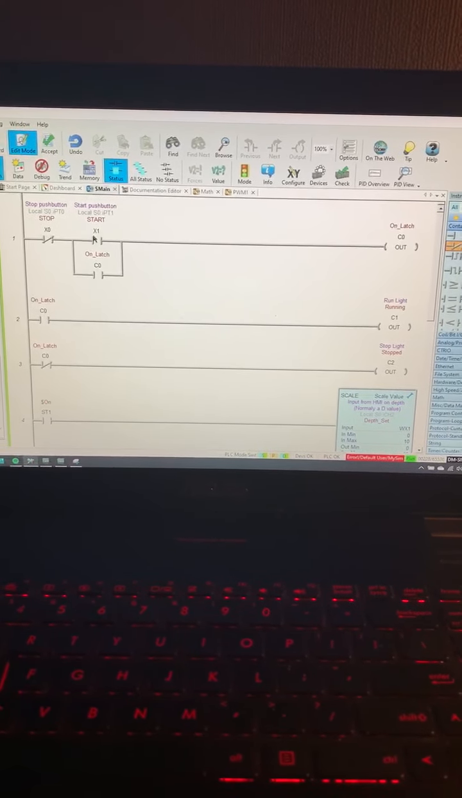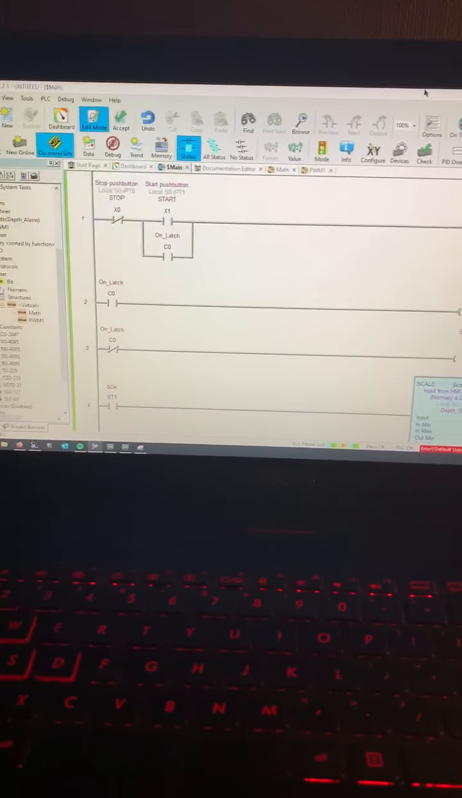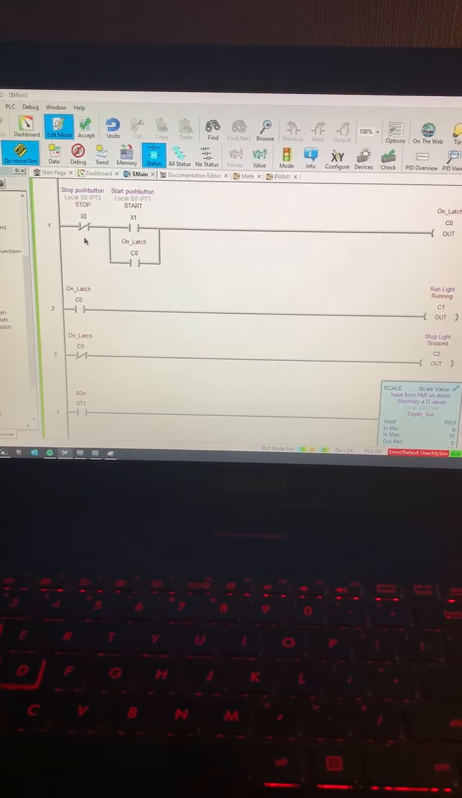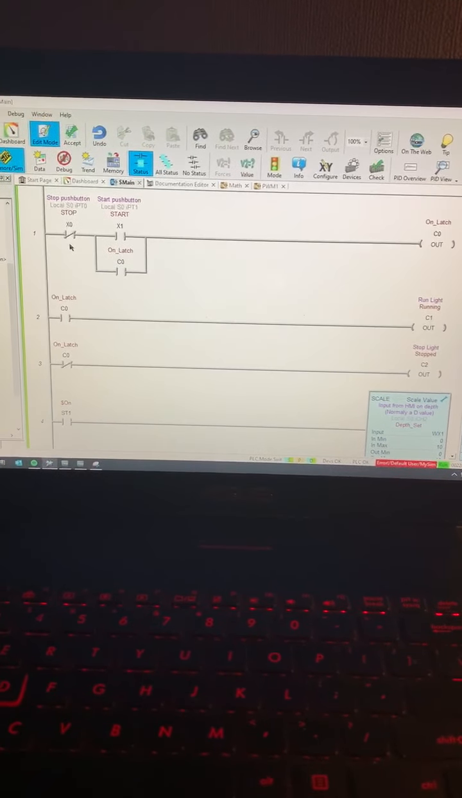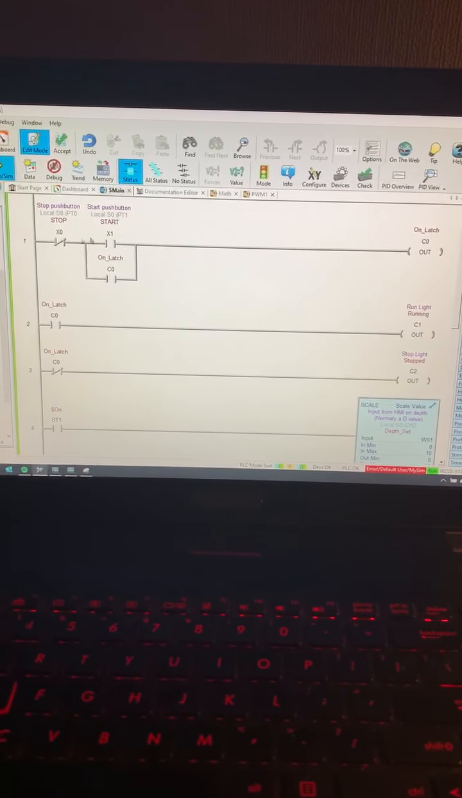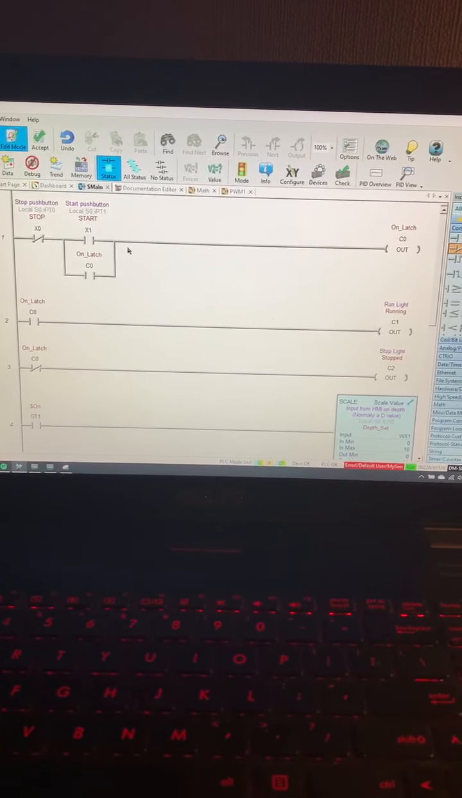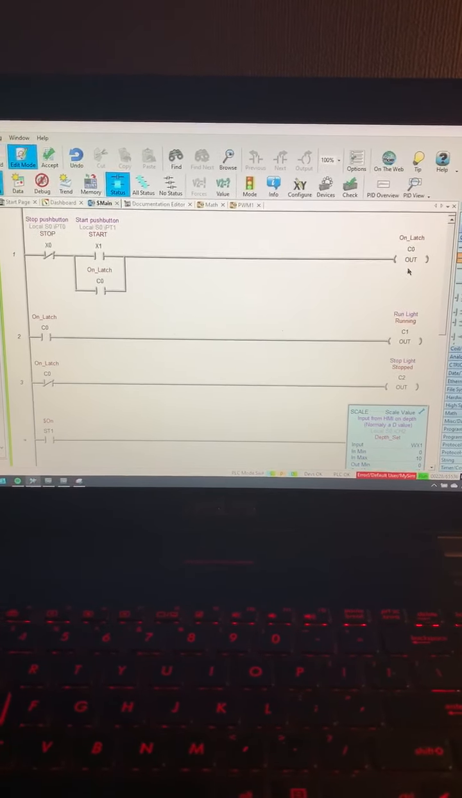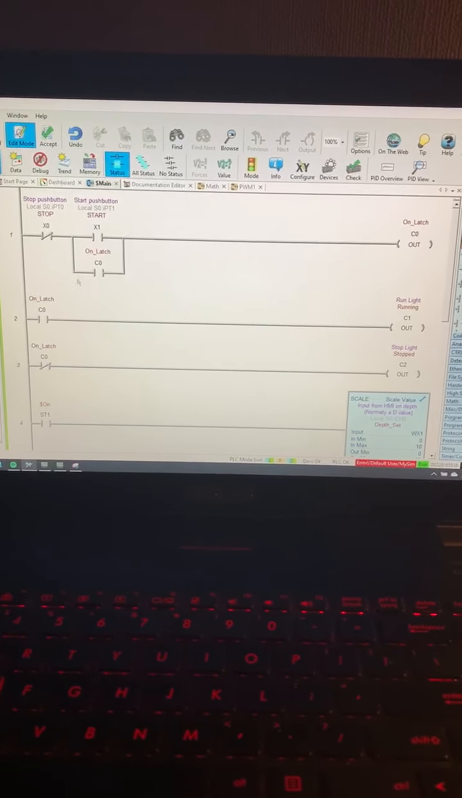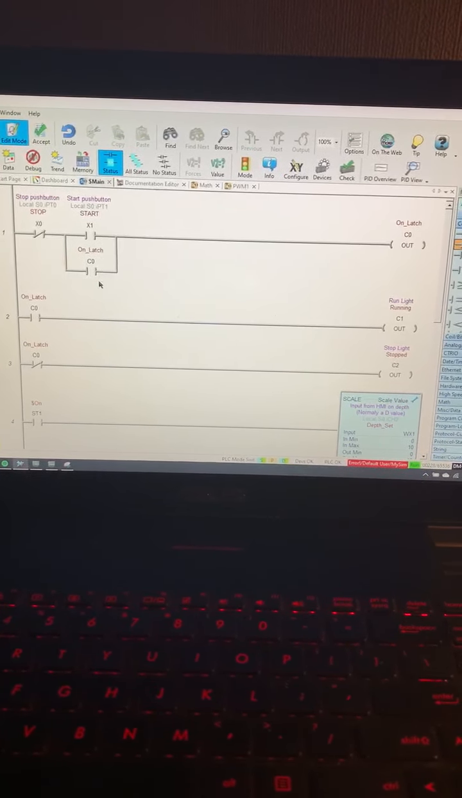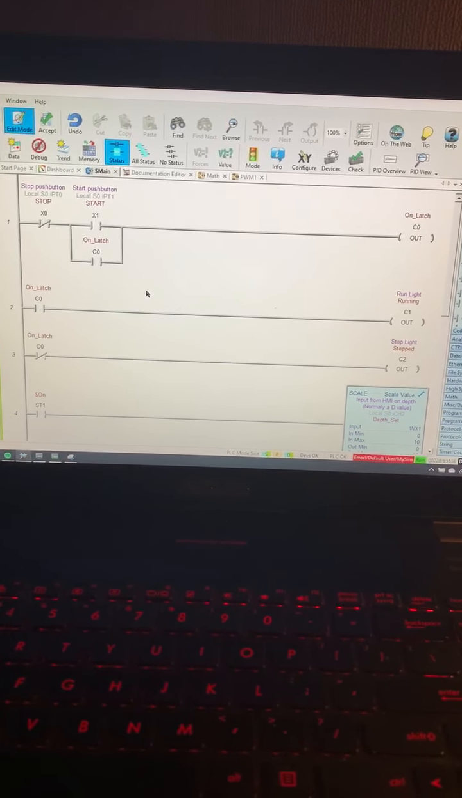So X1 is our start button. It's an external push button. And then we have another external push button that's a stop button. Both of these are on a latching circuit similar to an MCR circuit. So when the push button is pressed, it powers this output, which is C0, which is on latch, and it latches this circuit. When this is pushed, it kills the power, turning it back off.